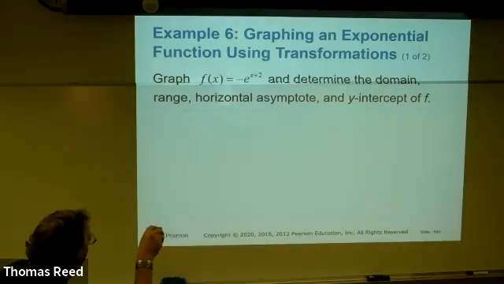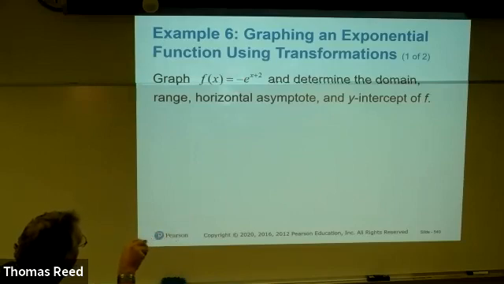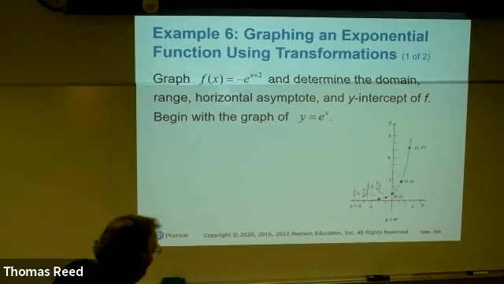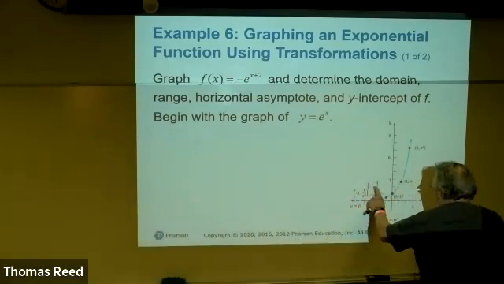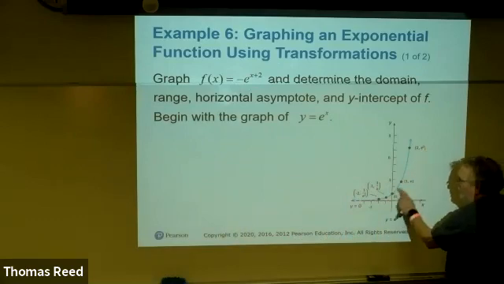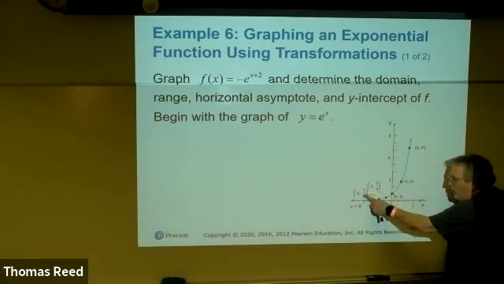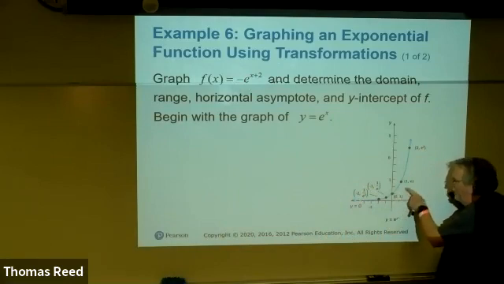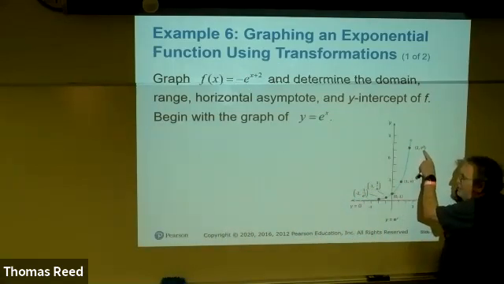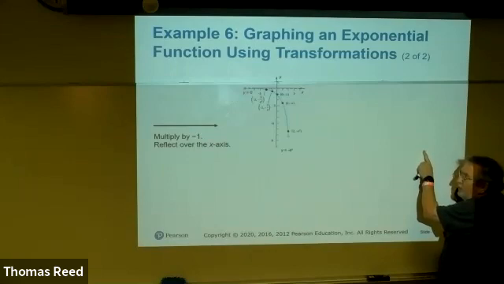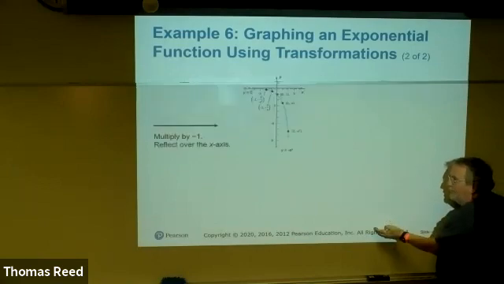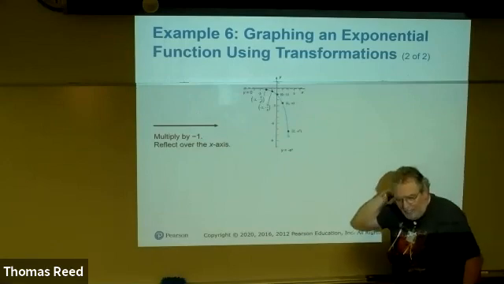So to graph this thing, we start with e to the x. And then we throw the negative sign at it. When we throw the negative sign at it, that means all our y values become negative now. So this becomes a negative 1 over e squared. This becomes a negative 1 over e. And this becomes a negative 1. This becomes negative e. This becomes negative e squared. And so instead of being above the x-axis, now it's below the x-axis because all our y values went negative.